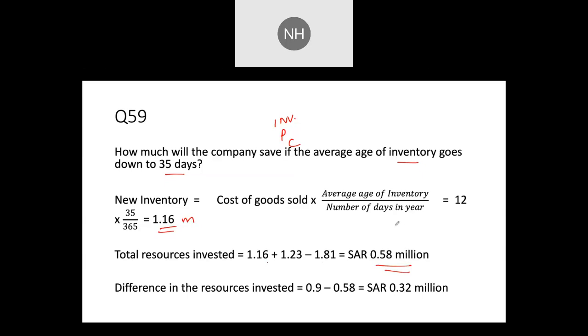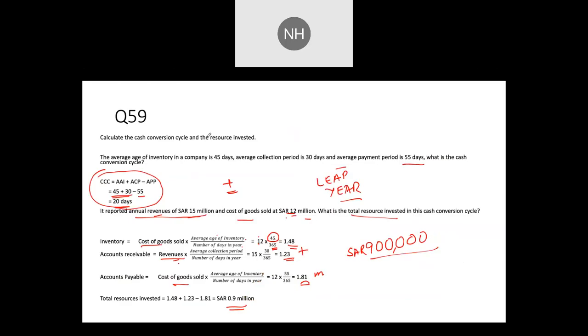That means 580,000 Saudi Riyals are now required. Earlier, how much was required? 900,000. But now only 580,000. So the difference in resources invested, or you can say the savings, the unlocking of money, the cash that will be saved by the company, is 0.9 minus 0.58. It is 0.32, or 320,000 Saudi Riyals.